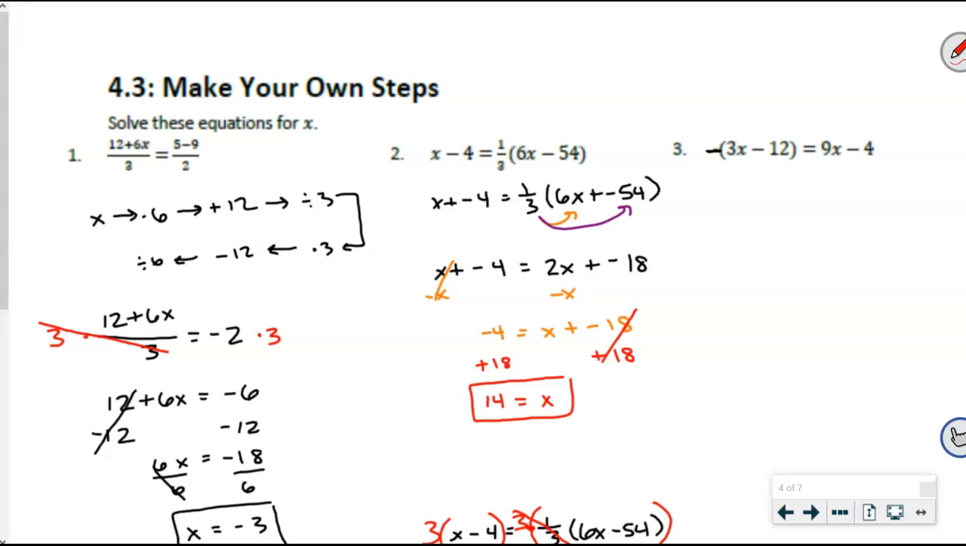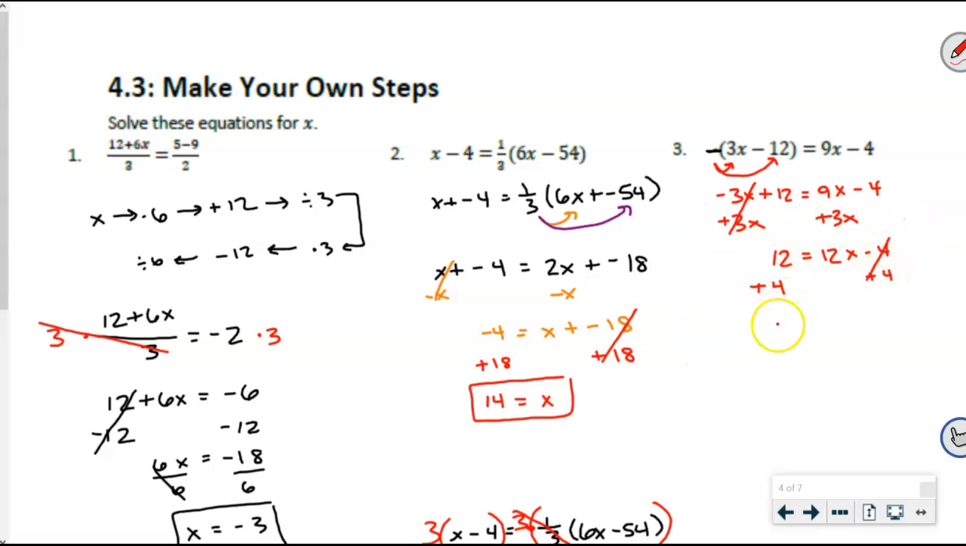Perfect. The opposite of 3x is going to be negative 3x. And the opposite of minus 12 is plus 12. And again, now that we've taken that step, everything looks nice and easy. Now that we've simplified everything, add 3x to each side. So I can zero out the x's from this side, and now I have 12 is equal to 12x minus 4. Add 4 to each side.